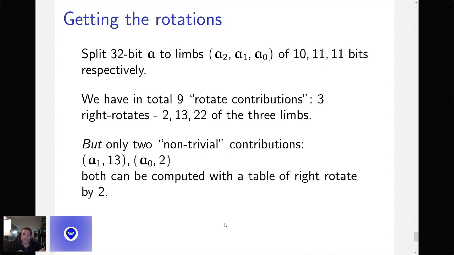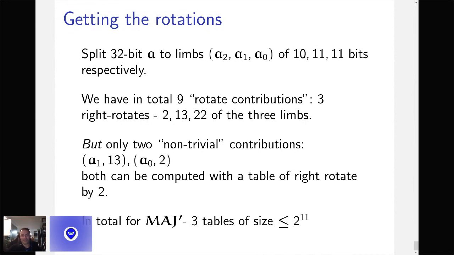But when I look at the ultimate contribution I get, rotating A1 by 13 and A0 by 2, because of how I chose the limb sizes, it means that I only need the table that does this rotation by 2. Because when I rotate the whole string by 13, A1 ends up rotated by 2, the two smallest bits went up.